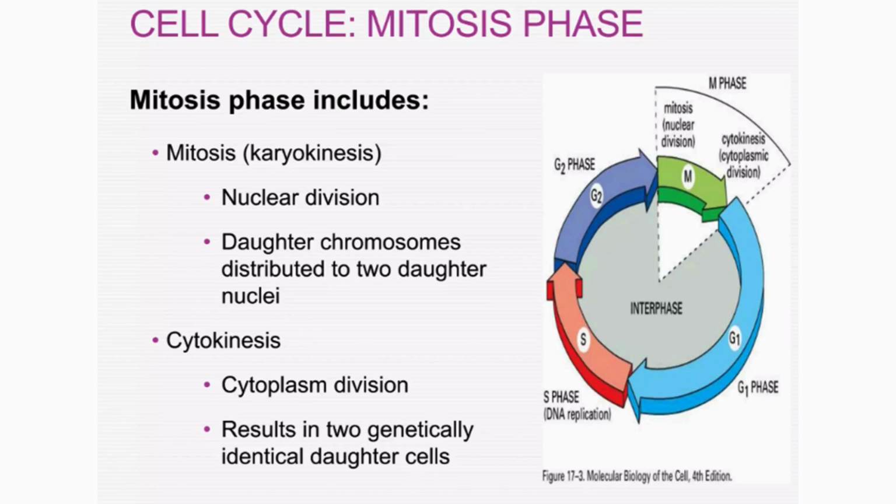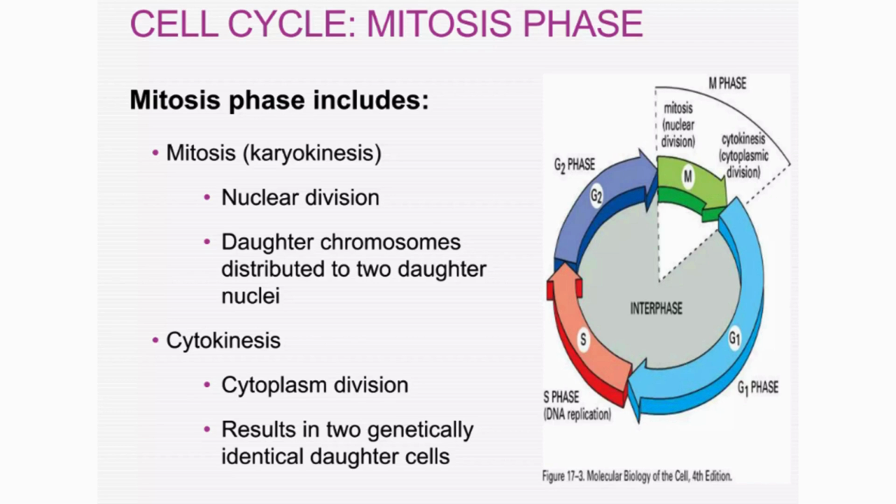So now, what is the mitosis phase? The mitosis phase includes two parts: karyokinesis and cytokinesis. Karyo means the nucleus and kinesis means the division. This is the first step of the mitotic phase and involves division of the cell nucleus. The primary goal of karyokinesis is to ensure the accurate and equal distribution of the replicated genetic material, the chromosomes, into two daughter nuclei.